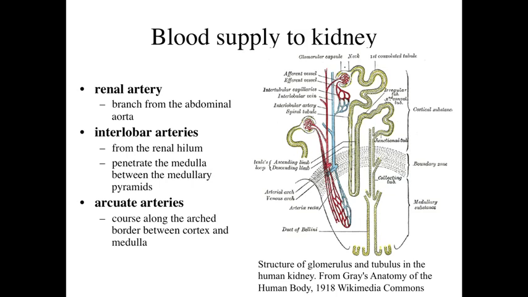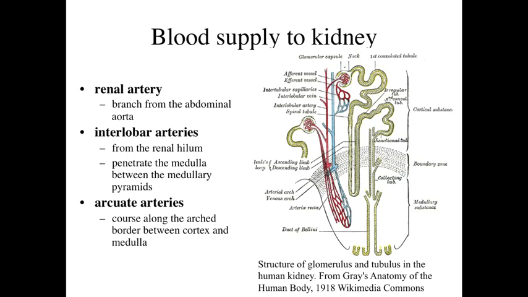Now what happens is that the renal artery is going to come into the renal hilum. It's going to branch into the interlobar arteries, and the interlobar arteries are essentially going to be between the lobes, the renal lobes that we talked about early on in this lecture series, basically delineated by the medullary pyramids.